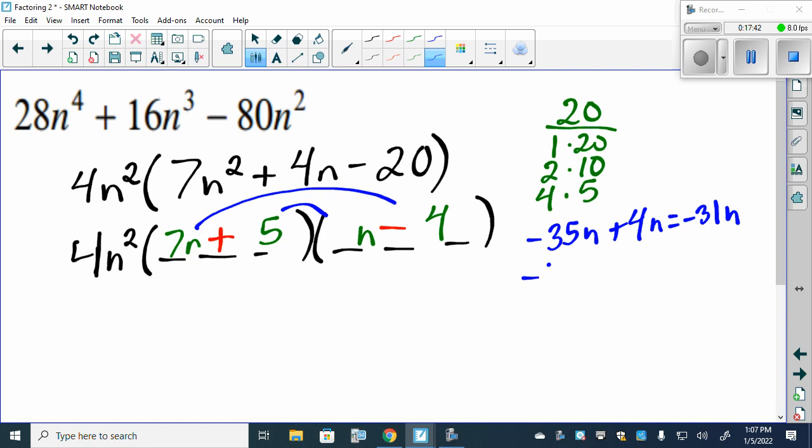7n, negative 28n, plus 5n is negative 23n. So we can say that 4 and 5 didn't work. Try which one? 10 and 2. Which one do we want to put?